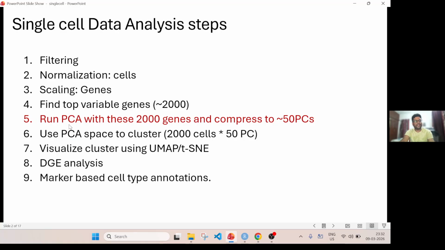In the next step we run PCA with these 2000 genes which have the signal, because those are the variable genes that we have identified. PCA is a compression kind of technique. For example, how we zip your files reduces the file size, same way PCA does a compression. So instead of working with 2000 genes, we will work with just 50 metagenes. Each principal component is kind of one metagene. So in this step, instead of analyzing 2000 genes and 2000 cells, we compress that into 50 metagenes with the 2000 cells.